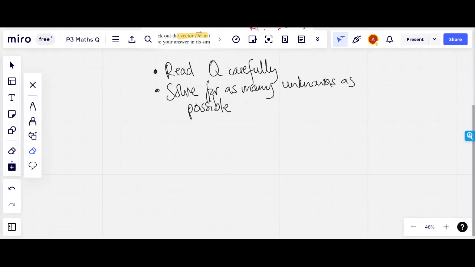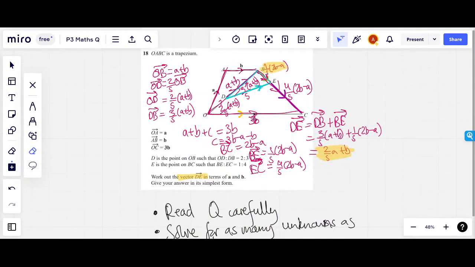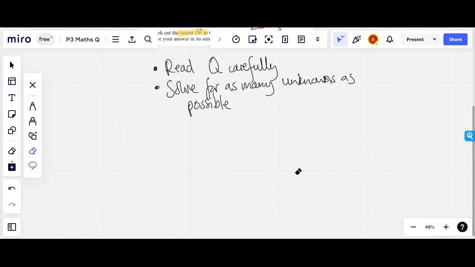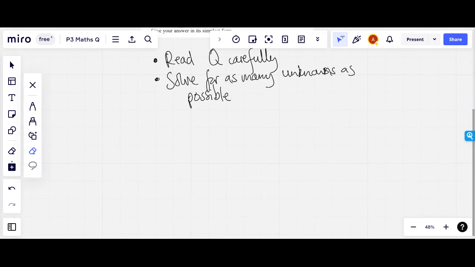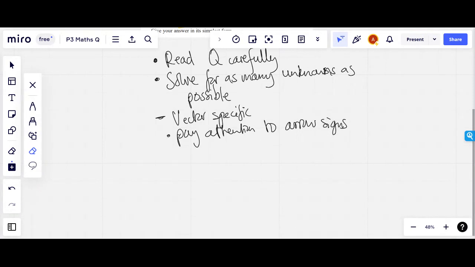So in our case, we wanted to find out what OB was, and then from there we found what OD and DB were. We wanted to find out what BC was. All these things were given, and we just solved for them, and everything sort of fell out from there. And then from there, I guess this is sort of vector specific, but pay attention to paths, or to arrow signs, right? Because you need to know that tip to tail is a sum, right?